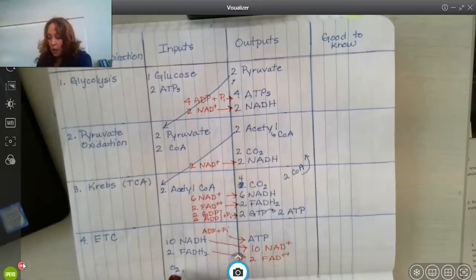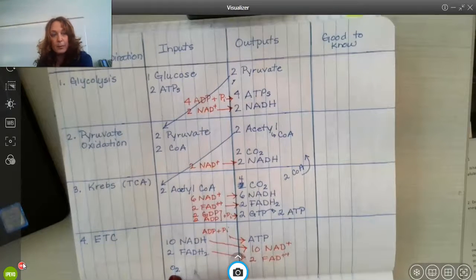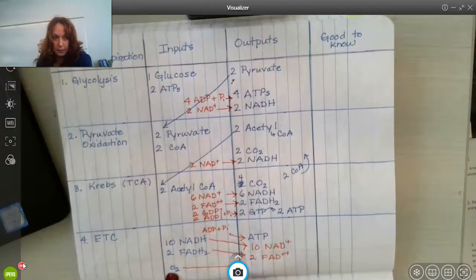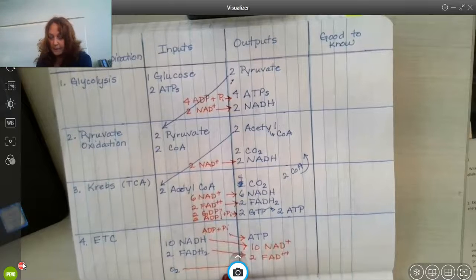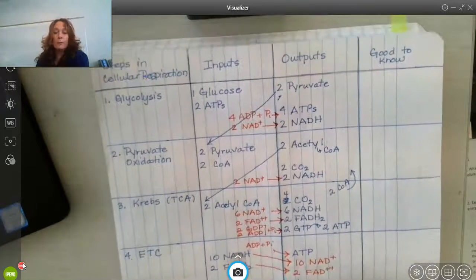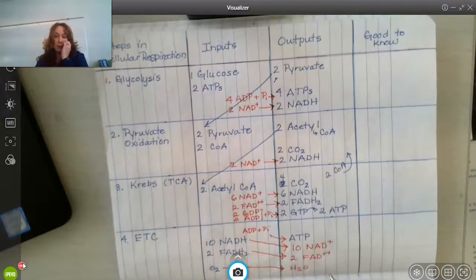And then when your oxygen picks up electrons, believe it or not, that's reducing oxygen, right? Gaining electrons. It forms water, which is reduced oxygen.